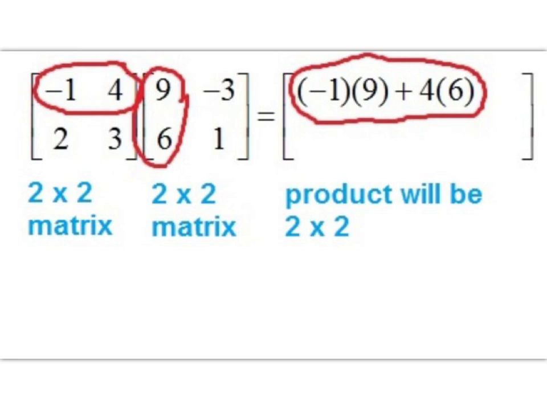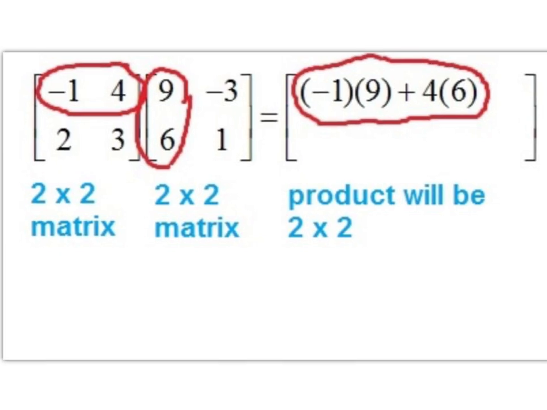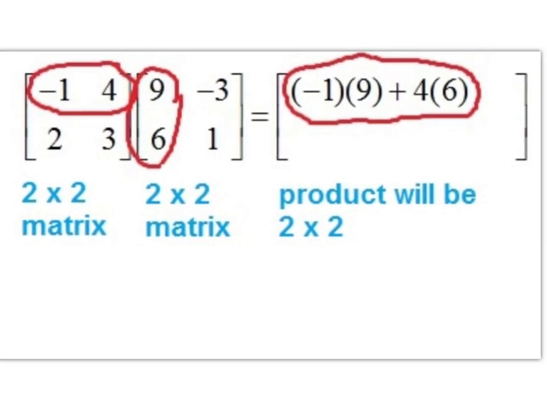So one matrix, the first matrices is easy because these are both 2 by 2 matrices. So -1 times 9 plus 4 times 6 becomes the element in the top left corner. And then it would be -1 times 4. And you would do that with the second column, and that would be the top right. And the same thing for the 2 and the 3. You would do every number, and I'll demonstrate this as we go along.